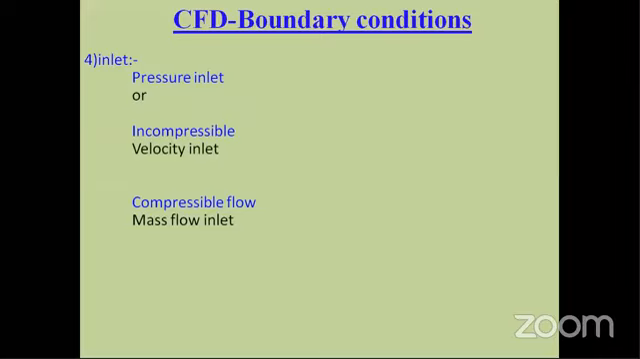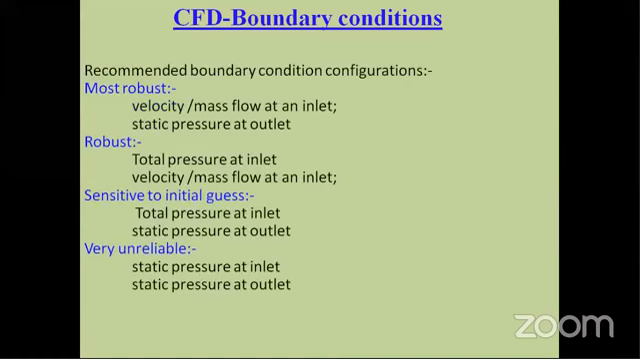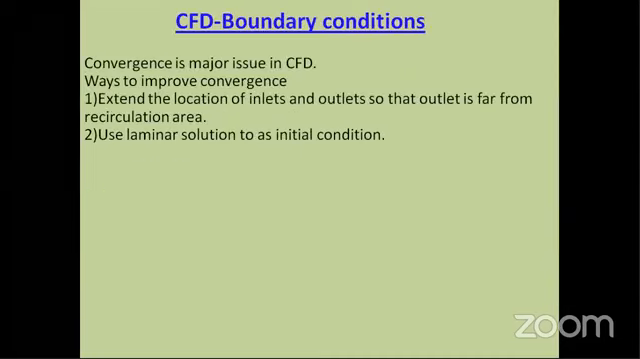Now next comes inlet. There is an inlet, outlet and wall. These are the main boundary conditions. At the inlet, we can specify the pressure, or either the velocity or the flow rate. Then at the outlet, we can specify the pressure or the velocity. Now people have tried many combinations of boundary conditions and they came to know that giving the velocity at the inlet and pressure at the outlet is the most robust boundary condition. Other combinations are not robust. So mostly we give the velocity or mass flow rate at the inlet and pressure at the outlet. Please understand, the life of a CFD engineer is not very easy.